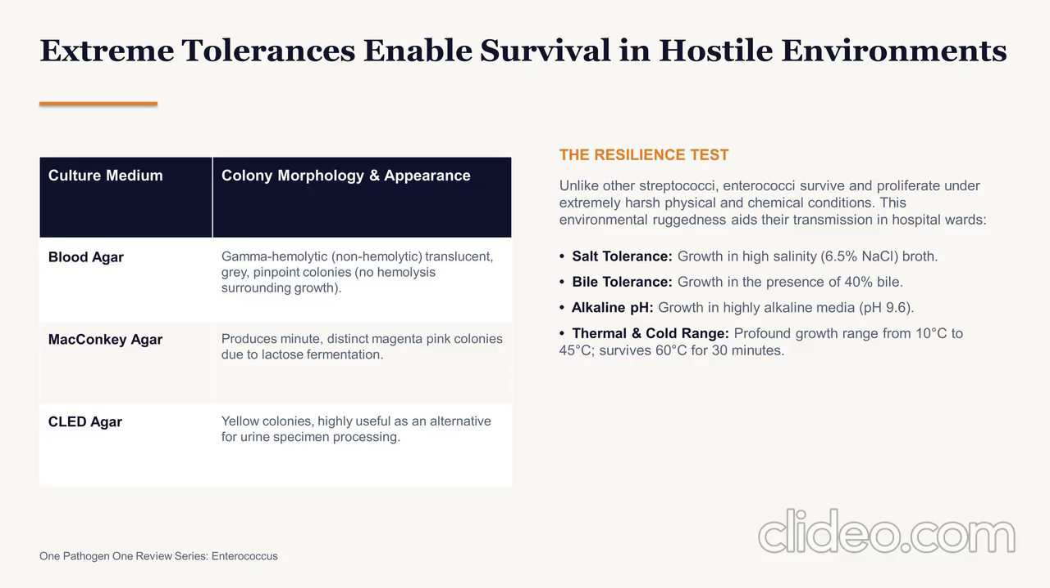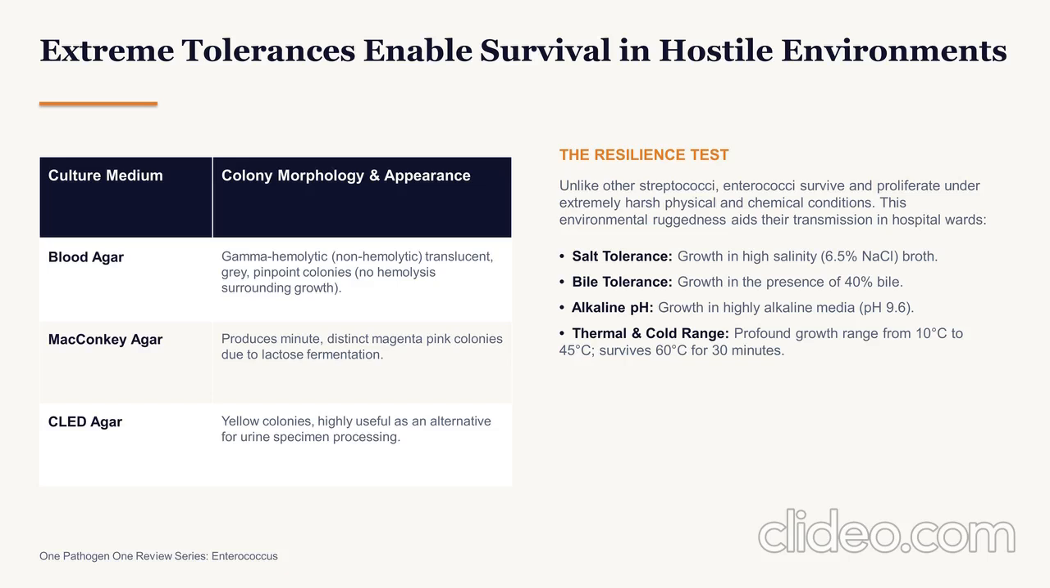MALDI-TOF or colorimetric reagent cards via Vitek 2, allowing us to rapidly distinguish between Enterococcus species, E. faecalis and E. faecium. How does this opportunist cause disease? It relies on a specific set of specialized surface-level virulence factors.